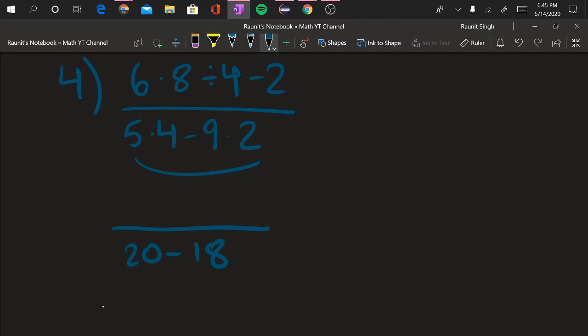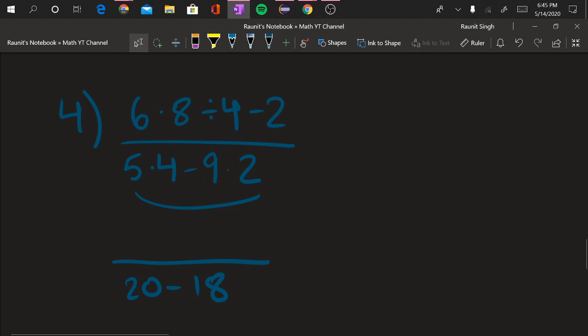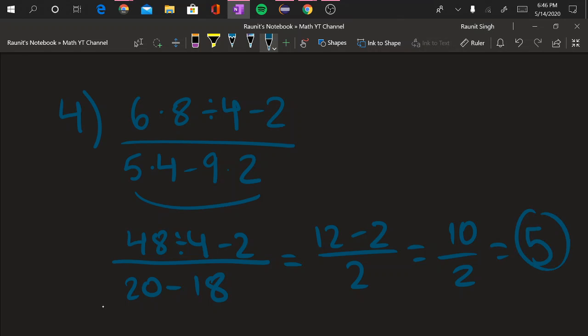Next, since it's multiplication and division, left to right, and we see the multiplication first, we're going to do the multiplication first. We're going to do 48 divided by 4 minus 2. So 48 divided by 4 is 12, minus 2, over 2. Then you just simplify the numerator, which brings you to 10 over 2, which is equal to 5. That is the answer.